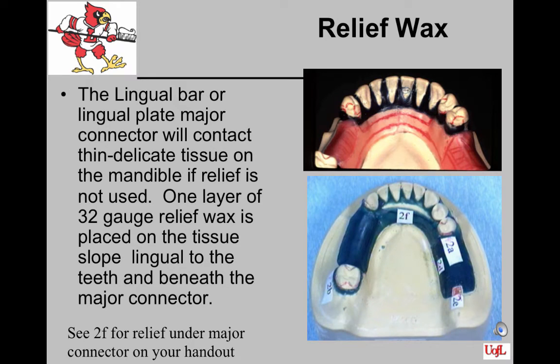The lingual bar or lingual plate major connector will contact thin, delicate tissues on the mandible if relief is not used. This is especially true on the extension base designs where the partial may rotate somewhat. One layer of 32-gauge relief wax is placed on the tissue slope, lingual to the teeth, and beneath the major connector.